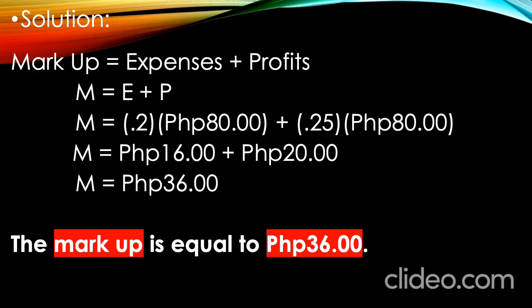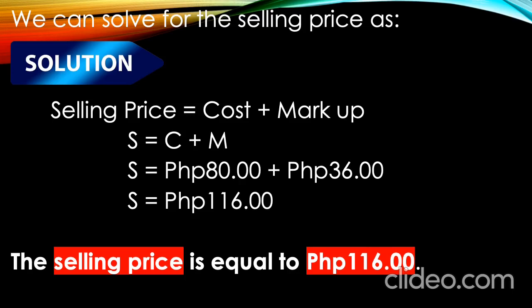After we have obtained the markup, we can now determine our selling price by adding the markup to its cost. Okay, let us solve for the selling price. Selling price is equal to cost plus markup, or simply S equals C plus M. So our cost is 80 pesos and our markup is 36 pesos. So we have the selling price of 116 pesos. Is everything clear, class? Do you understand? Okay, very good.